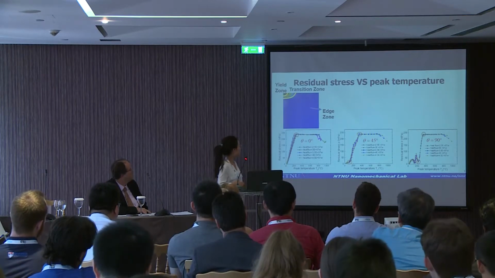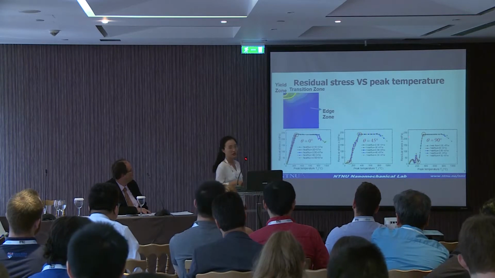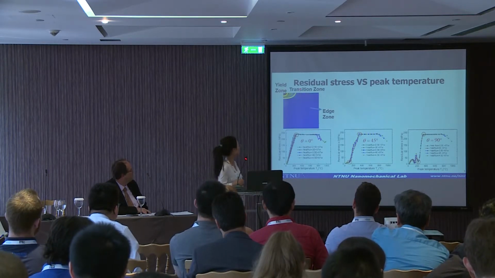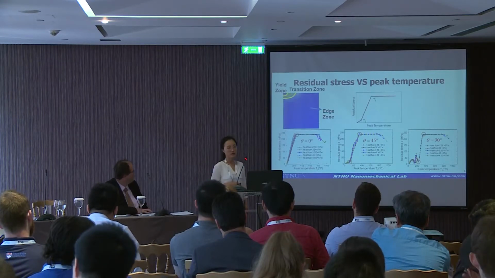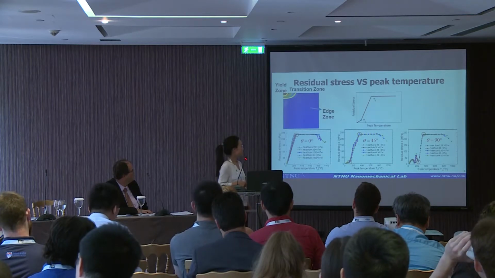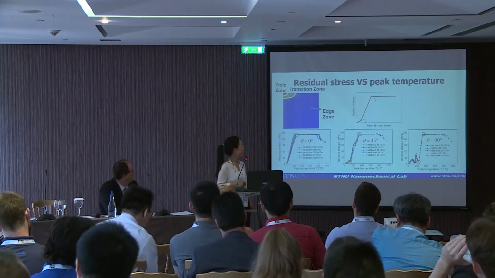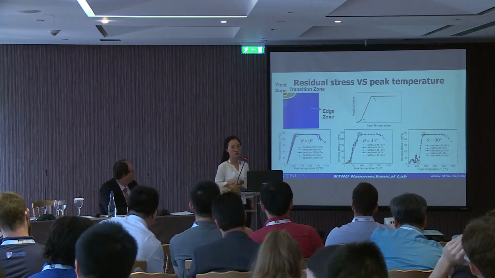Based on these two critical temperatures, the model can be divided into a yield zone, a transition zone, and an edge zone. So the three-segment model was proposed. It means if we know T1 and T2 and the peak temperature distribution, then we can know the residual stress distribution.